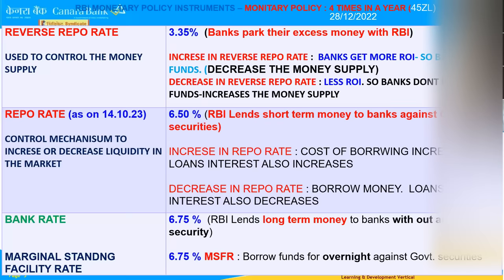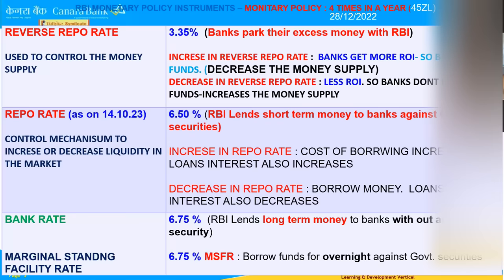If RBI wants to send money into the market, what will they do? They will decrease the rate of interest. Then what will the bank do? Why should I give it to RBI? I will give loans. So automatically, the money will flow into the market. This is how RBI controls money with the reverse repo rate.